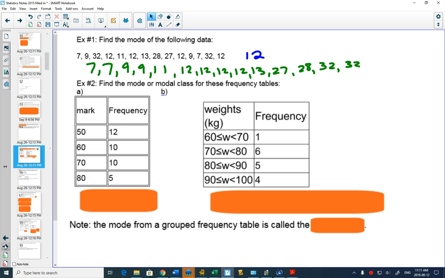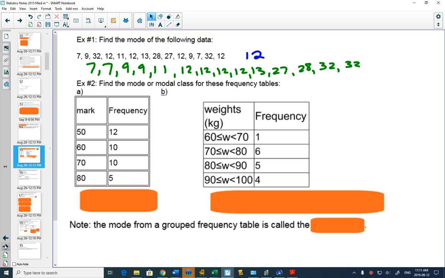Last class, we were introduced to frequency tables. A reminder about the frequency table. Here is the value. Here is how many times it happened. So we've got mark and frequency. Maybe we had a multiple choice test out of 10. Then those percentages would make sense. 12 people got 5 out of 10. 10 people got 6 out of 10. 10 people got 7 out of 10. And 5 people got 8 out of 10.